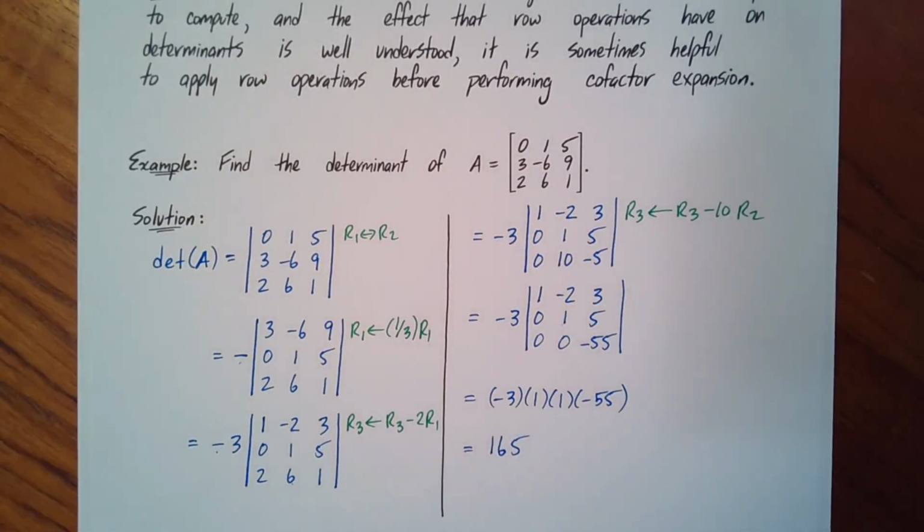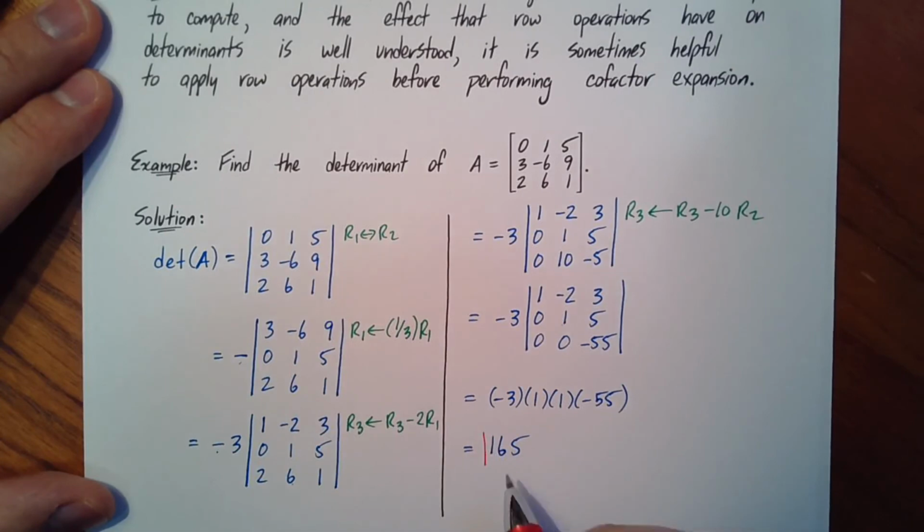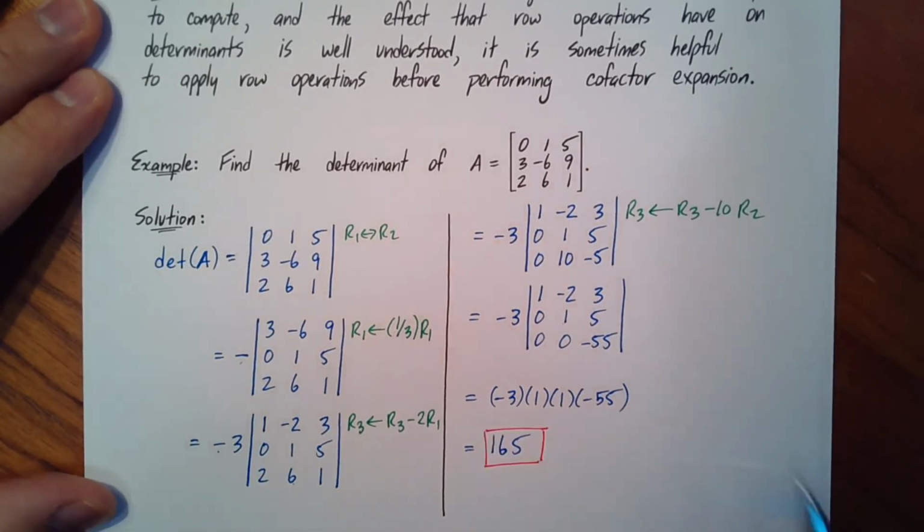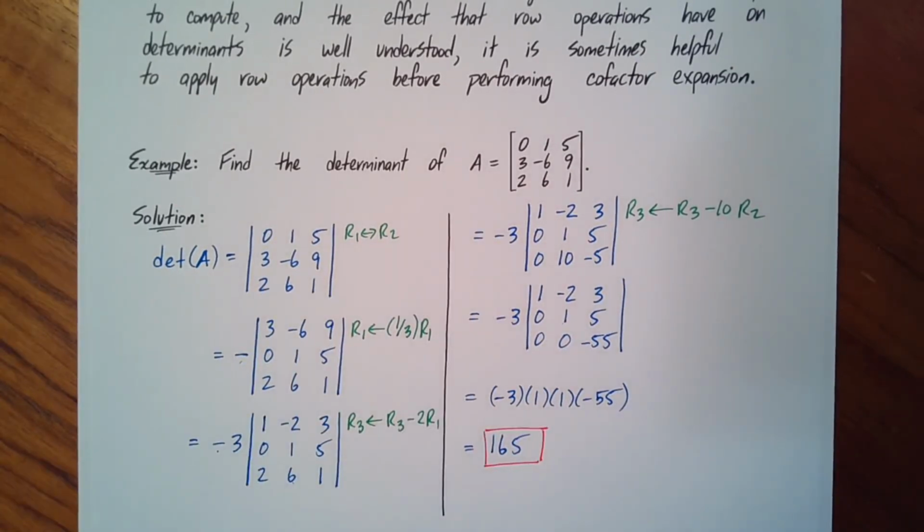So that is how you can use elementary row operations to help make your life a little bit easier when you're computing determinants. Now, you could have just done cofactor expansion along a row or a column. Right? That's an option as well. But in this case, this was a good opportunity to illustrate how you can use row operations to make your life a bit easier.